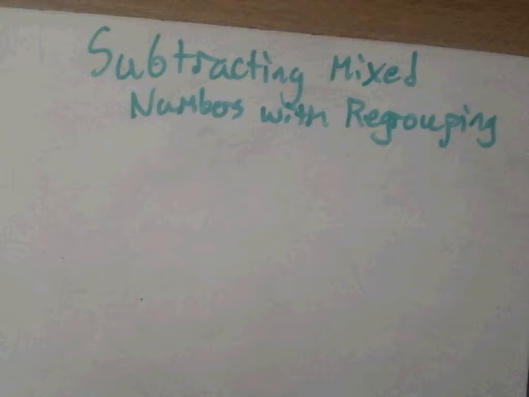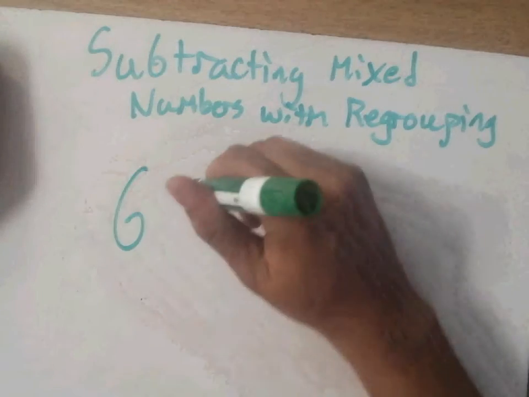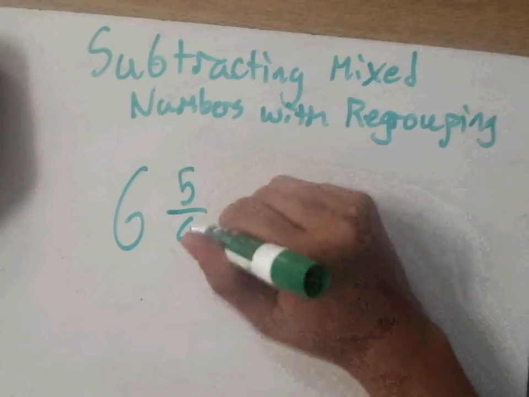Hey, it's Mr. Sportel, and we are going to talk about subtracting mixed numbers with regrouping. Just to be honest, I think this is one of the more difficult things that we do in math in fifth grade. So I'm going to give a couple of examples here, and if there's any confusion, please let me know how I can help.